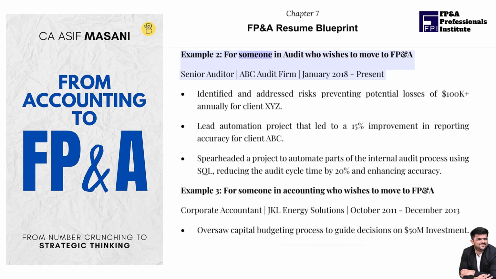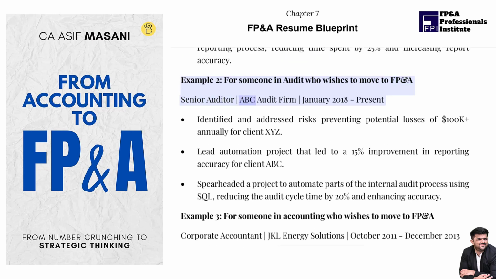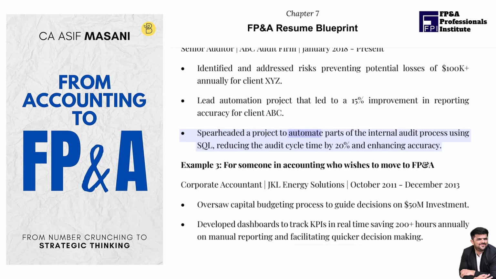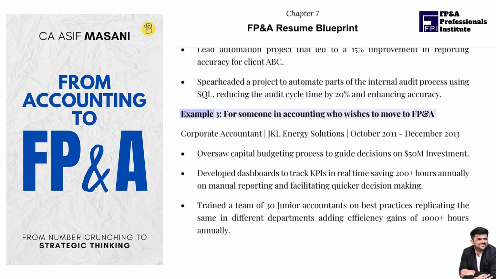Example 2. For someone in audit who wishes to move to FP&A. Senior Auditor, ABC Audit Firm, January 2018 to present. Identified and addressed risks, preventing potential losses of $100,000 annually for client XYZ. Led an automation project that led to a 15% improvement in reporting accuracy for client ABC. Spearheaded a project to automate parts of the internal audit process using SQL, reducing the audit cycle time by 20% and enhancing accuracy.